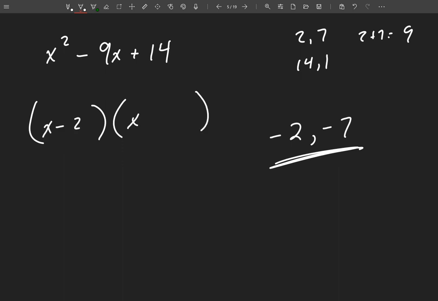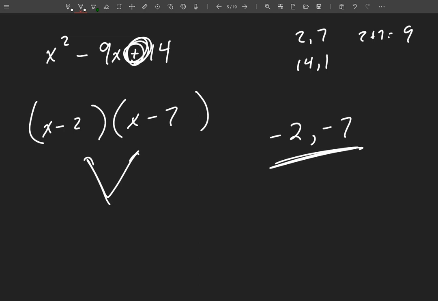x minus 2 and x minus 7, right? So you can think of it this way. Whenever you have a plus here, it means that these signs are going to be the same. So if this sign is a plus, then both numbers are either going to be positive, or both numbers are going to be negative, because either way, when you multiply them together, they're going to give you that positive number.